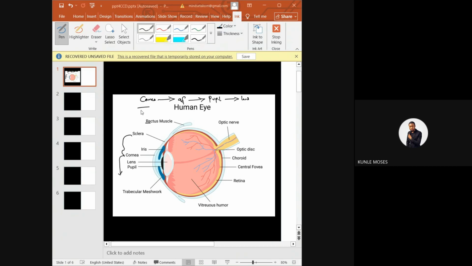Another one that you need to check is the iris also. The iris is the colored part of the eye, as you can see.